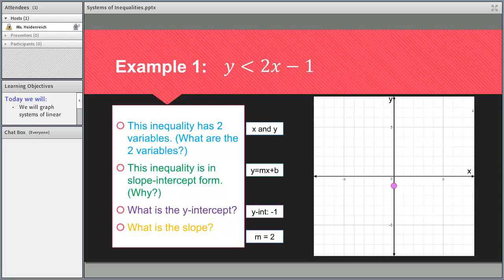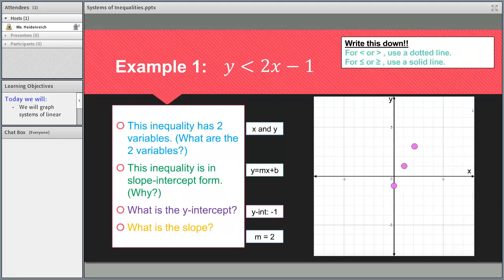And notice I'm just doing this like normal. It's an inequality, but I'm kind of graphing it like it was just a regular old equation with an equal sign. Now the slope is 2, which is really 2 over 1, which is important to note because when we do rise over run, that would be up 2, right 1. So I put some points down there to get my line going. But then before we draw in the line, this is what we need to note.